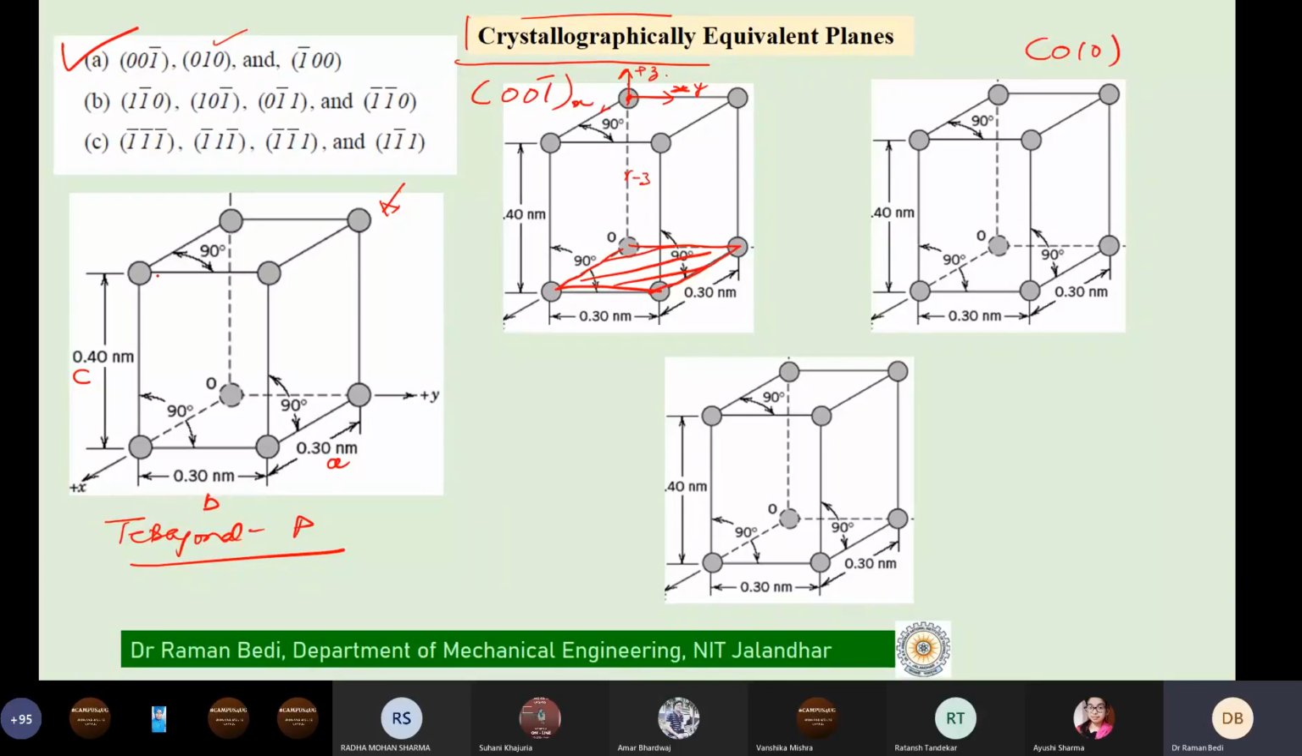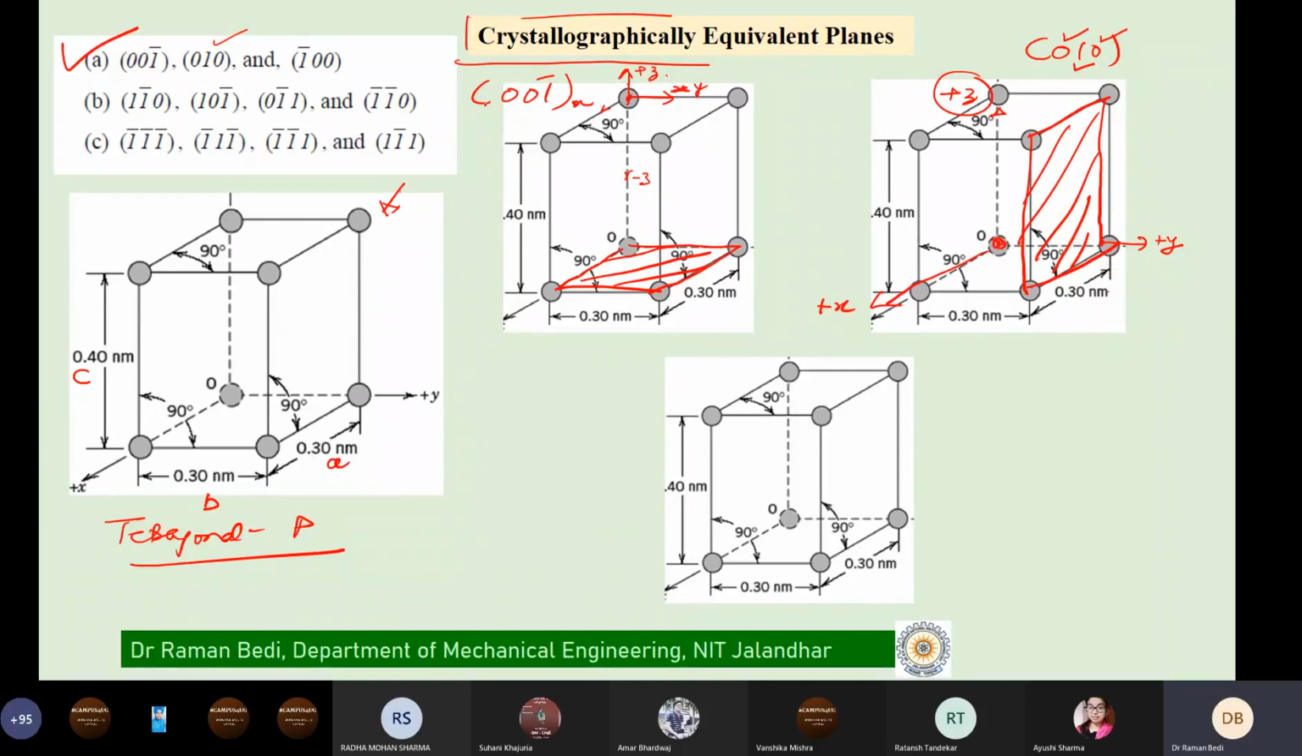0, 1, 0 has an intercept of 1 on the y-axis, parallel to the x and z. So it has an intercept of 1 here, which means the plane we are referring to is this one. Where this was taken as your origin, this is the plus x direction, this is the plus y direction, and this is the plus z direction. So this plane is parallel to the x direction, parallel to the z direction, and has an intercept of 1 on the y direction, positive 1. And this is the plane which I locate as 0, 1, 0.